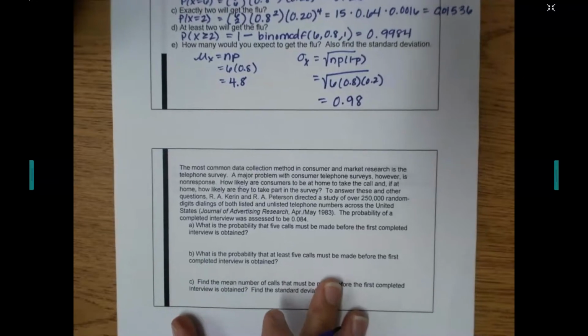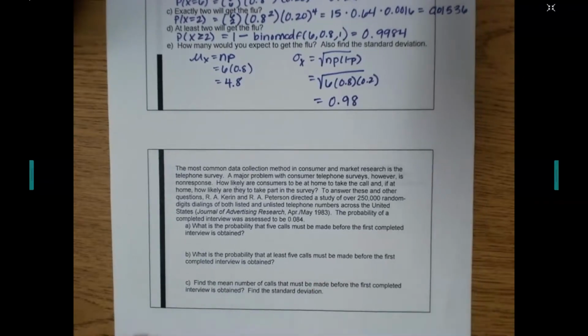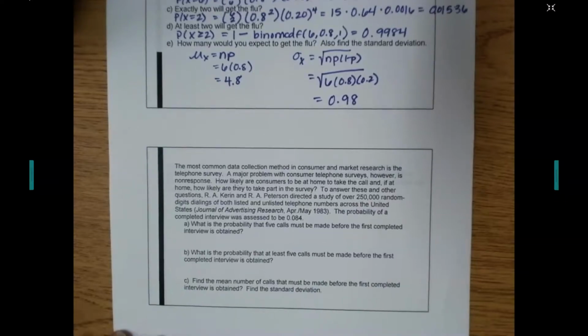The most common data collection method in consumer and market research is a telephone survey. A major problem with consumer telephone surveys, however, is non-response. How likely are consumers to be at home to take the call, and if at home, how likely are they to take part in a survey? To answer these and other questions, R.A. Karen and R.A. Peterson directed a study of over 250,000 random digit dialings, both listed and unlisted telephone numbers across the United States. The probability of a completed interview was assessed to be 0.084. What's the probability that 5 calls must be made before the first completed interview is obtained?